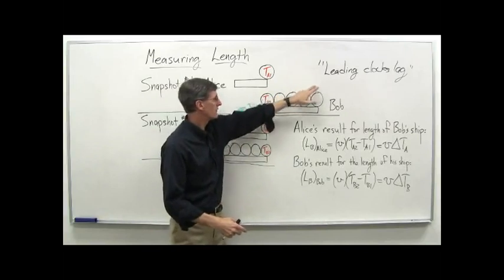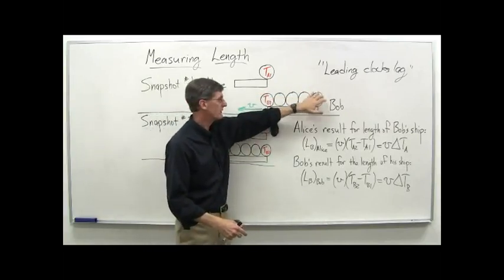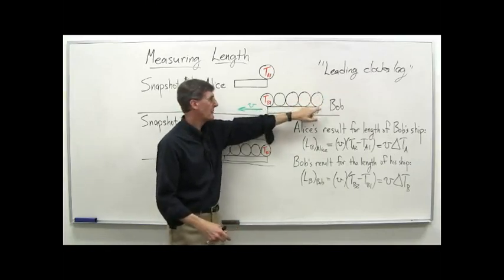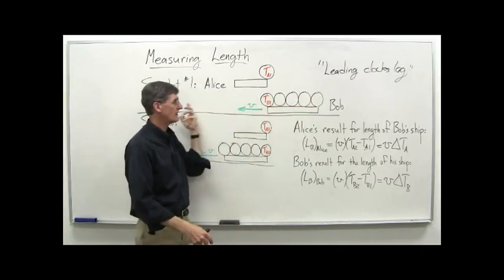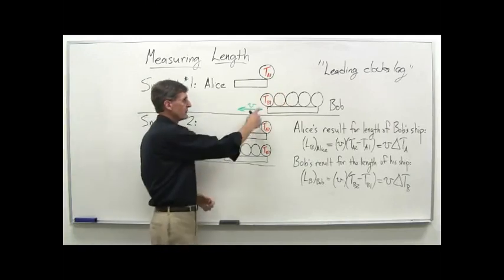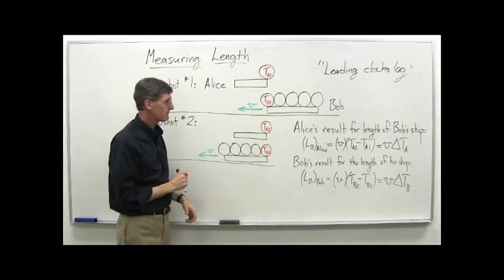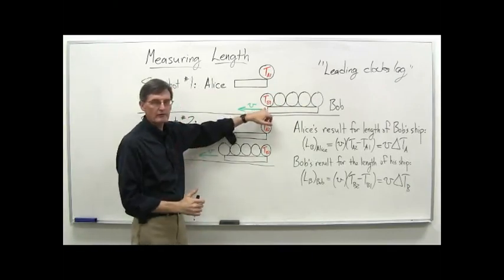So take a photograph. When this photograph here goes off, she'll take another photograph simultaneously here. What will she see on this clock of Bob's? Well, Bob's clocks are moving toward her like this, past her like this. As we showed previously, leading clocks lag. She will see this clock behind this clock here. And therefore, she'll say, Bob, your clocks aren't synchronized.